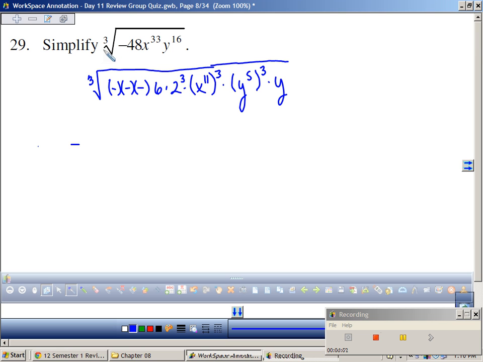What if it was a square root? It would stay, and what would it become? If it was a negative sign underneath a square root, what is that? Imaginary. Okay. So I have a negative. What else comes out? 2? 11? Y to the 5th? What's left over? Radical 6y.